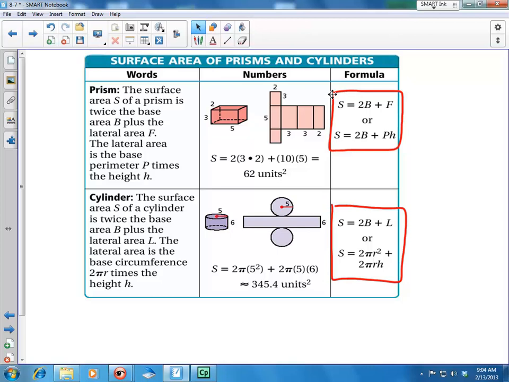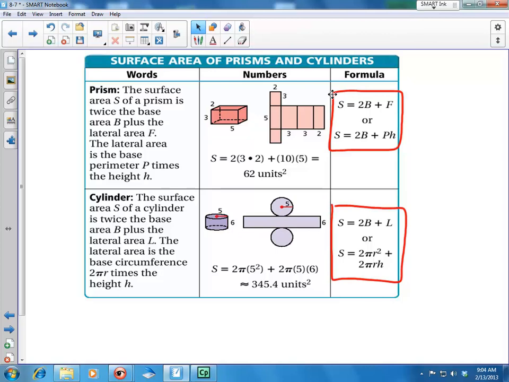It says the surface area, the S stands for surface area, equals 2B plus F. What is the F? The F is the lateral surface area. I know, that's confusing, but the one underneath it is a little bit better, where S equals 2B plus PH. It means 2 times the area of the base. That's what the big B is. We should be familiar with that now, we've done that the last couple of days.